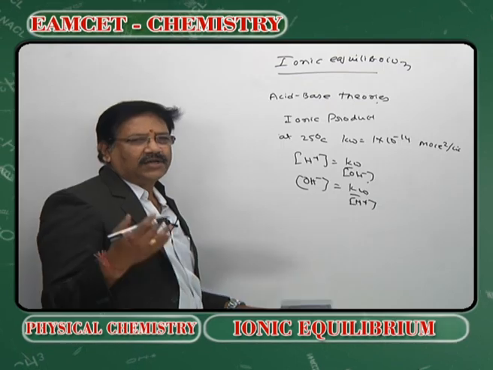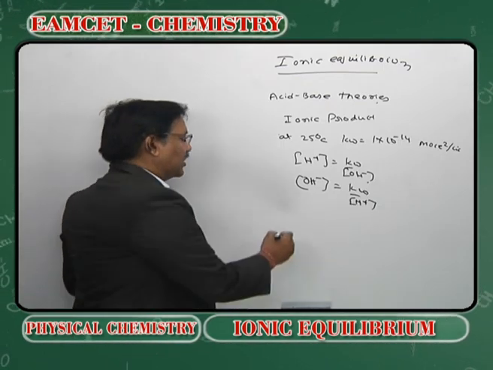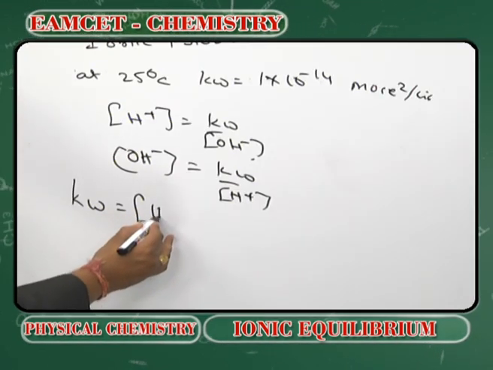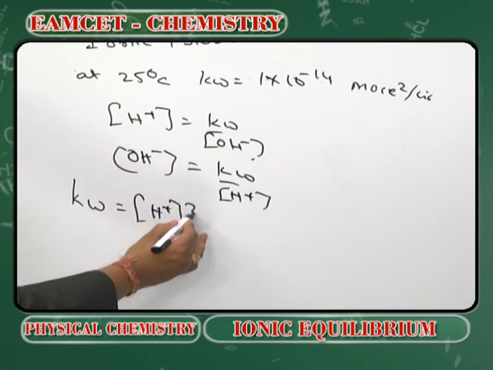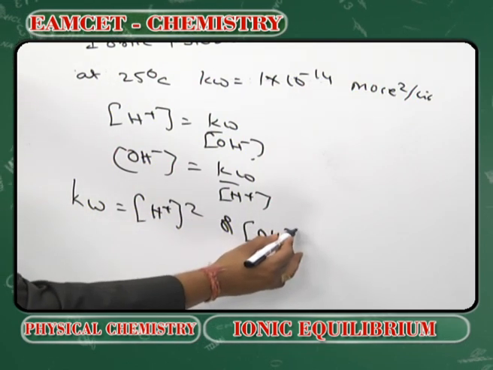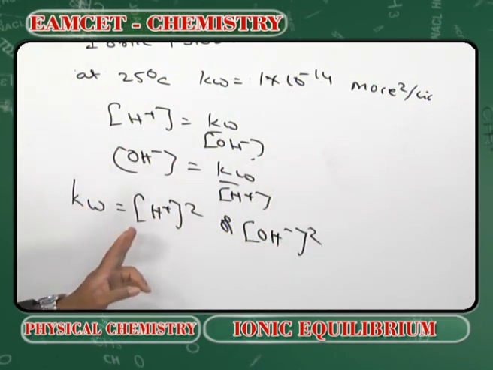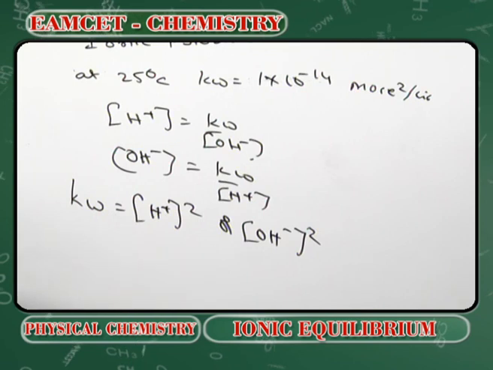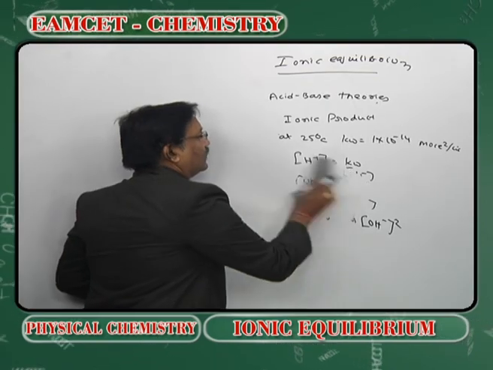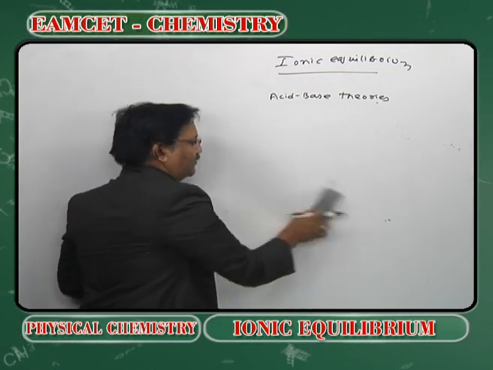In pure water and neutral solutions, Kw value can be written as either H plus square or OH minus square, because in pure water and neutral solution, the concentrations of H plus ions and OH minus ions are equal. Now coming to the pH scale.